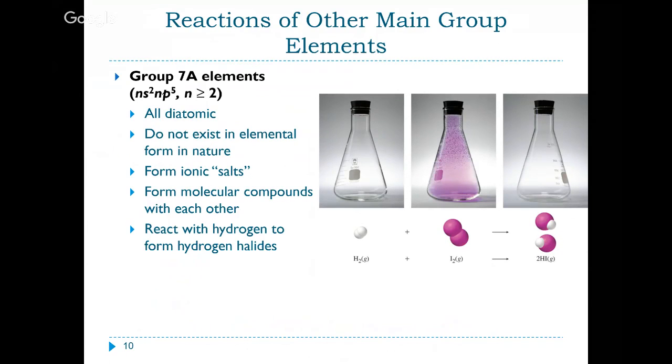Our halogens are all diatomic. They do not exist in elemental form in nature all by themselves, because they are diatomic. They tend to form bonds with other substances. They really want to get electrons, so they form ionic salts, right? Your group 7 halogens really like to react with your group 1 metals. And then they can form molecular compounds with each other. And they react with hydrogen to form hydrogen halides, which are also known as acids: hydroiodic acid, hydrobromic, hydrochloric, hydrofluoric, etc.